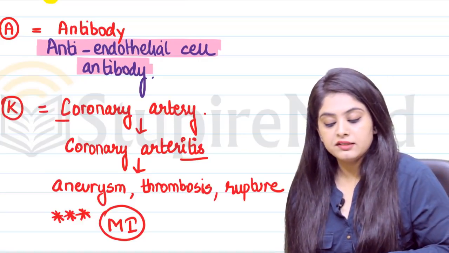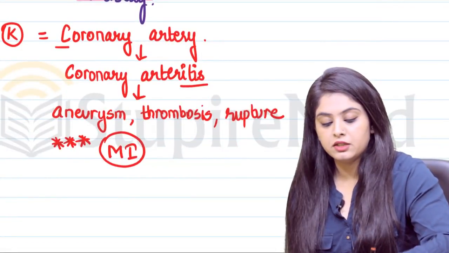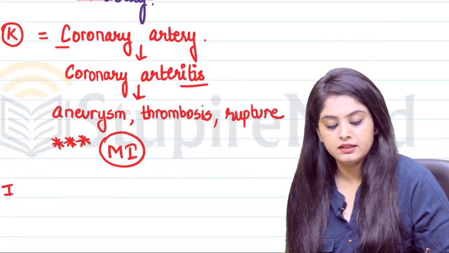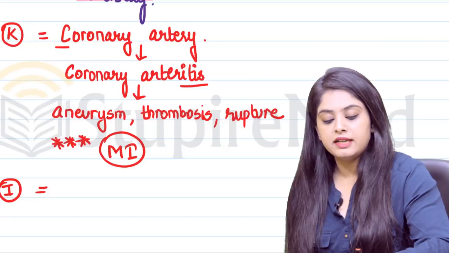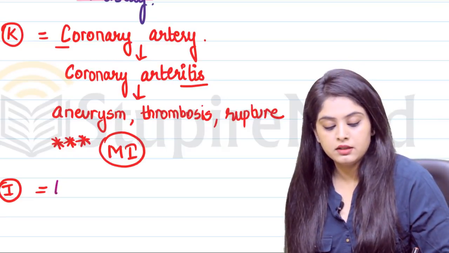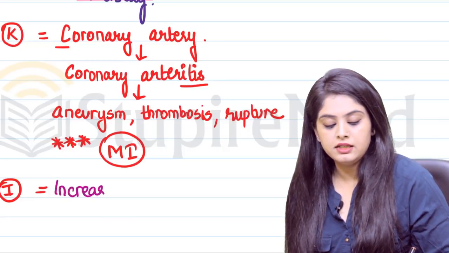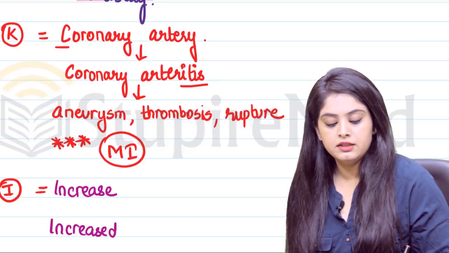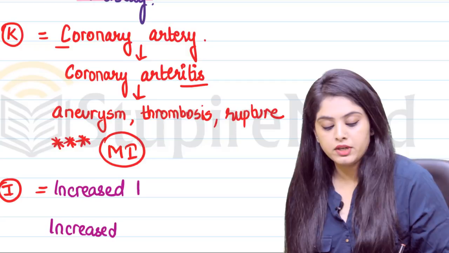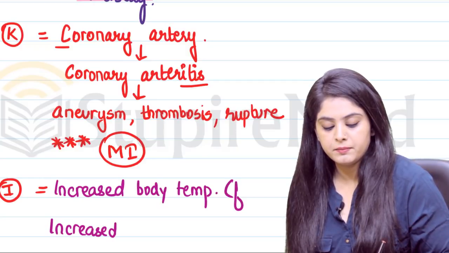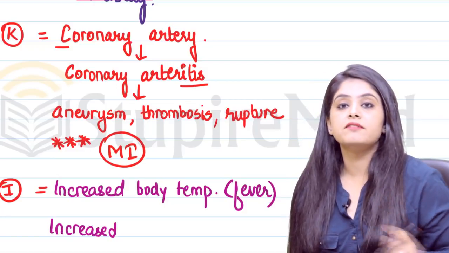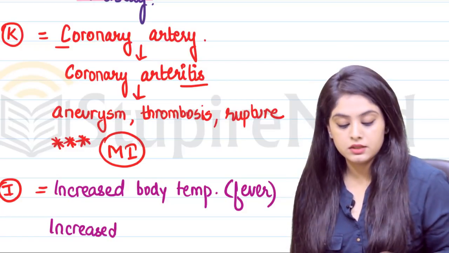Finally, coming to the last alphabet of this particular mnemonic, that is I. And I now stands for two things. There is increase in two things that you will see. First, there is increased body temperature. So the child will have fever. Again, this is one finding that was given in our question.